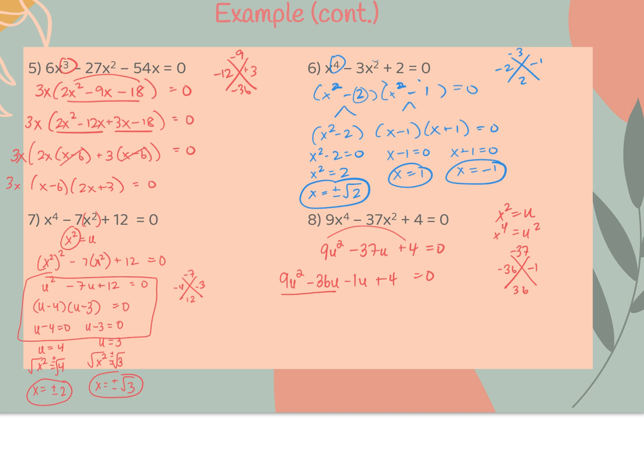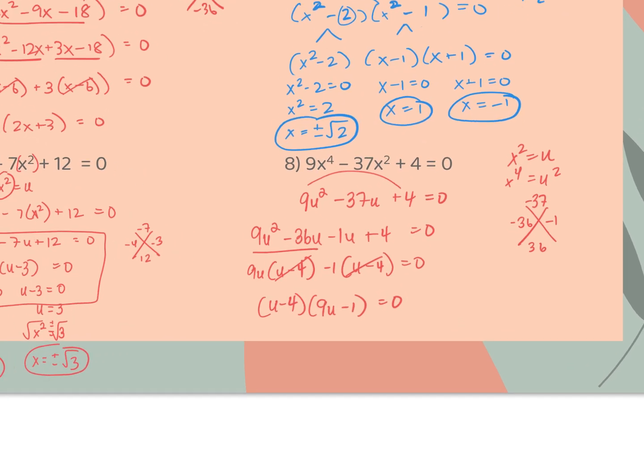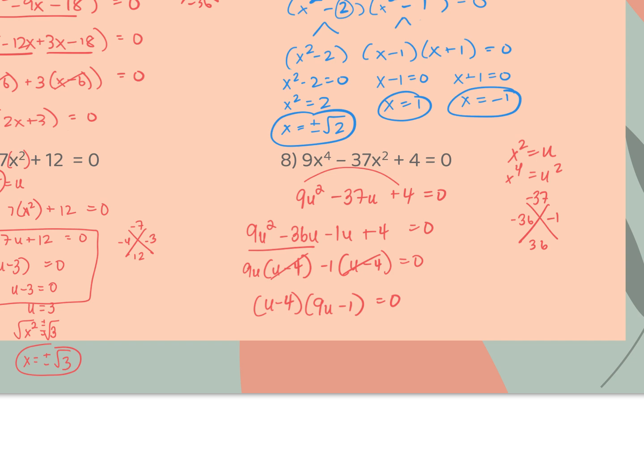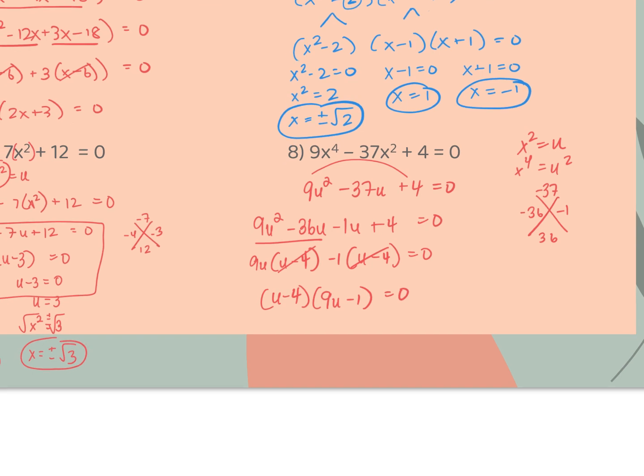I'm going to solve by grouping, factoring out the GCF of the first group, which leaves me with u minus 4, and then the GCF of the second group, which also leaves me with u minus 4. So u minus 4 is my first group, and 9u minus 1 is my second group. Now that I've simplified and factored it, every place where there's a u, I believe I could sub in the x squared. I could even wait one more step.